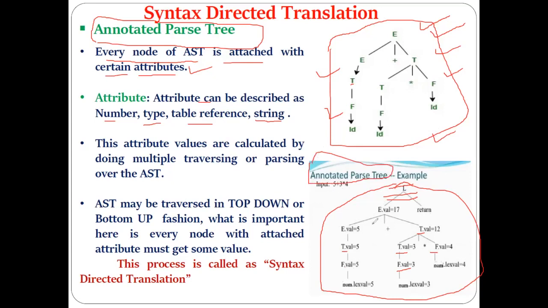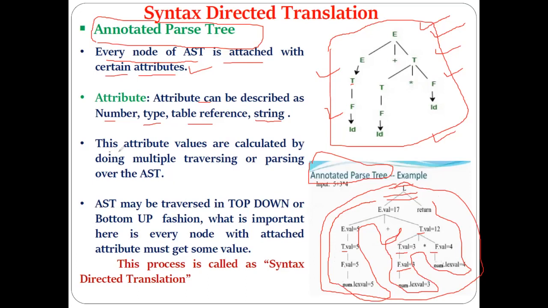Okay. Now these attributes which we have attached here. As we have discussed, the semantic analyzer has to determine the meaning, whether the sentence is meaningful or not, with the help of the syntax directed translation. Now, after attaching these attributes, this annotated parse tree has to be traversed. Traversed in the sense, each node of this parse tree has to be visited. Why does it need to be visited? So that the value of this attribute can be determined.